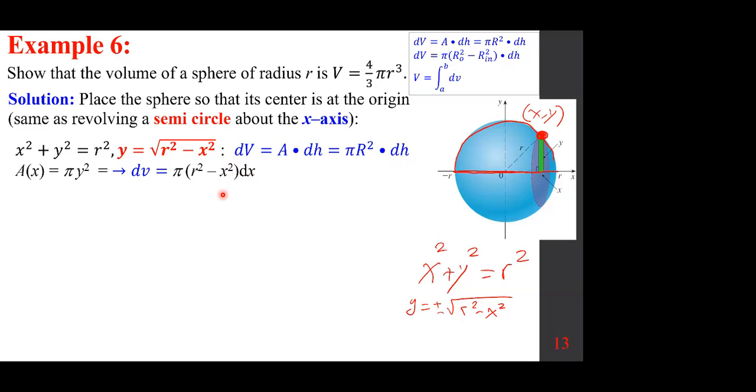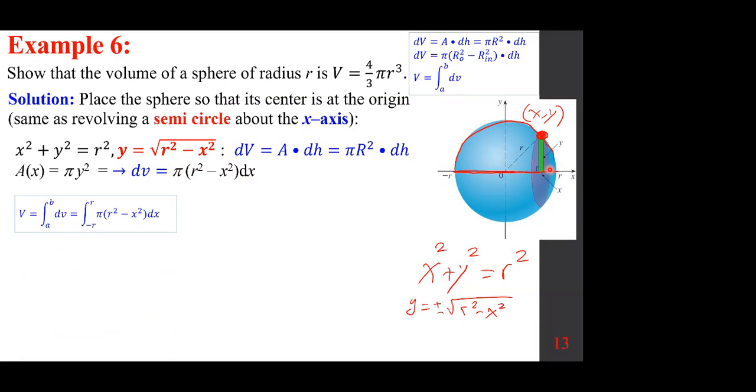So now let's evaluate the integral of dv, that means this piece, from a to b. So what is it to be, class? From negative r to positive r. So we're going to go all the way from negative r to r.